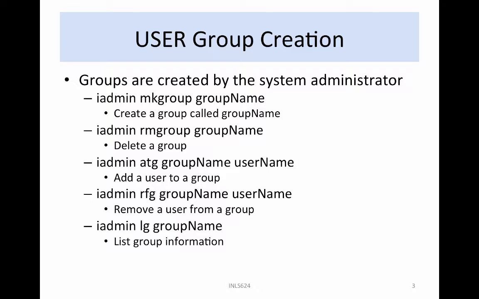To add the user username to the group group name, execute iadmin atg group name username. To remove the user username from the group group name, use iadmin rfg group name username. To list the members of a group called group name, use iadmin lg group name. A person can be a member of multiple groups. A default group is created for every user that has the same name as their account name.